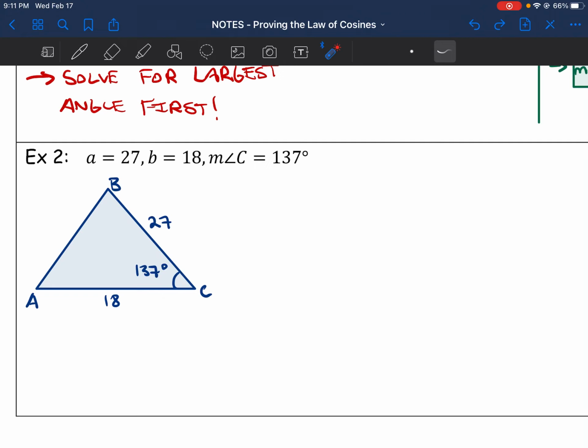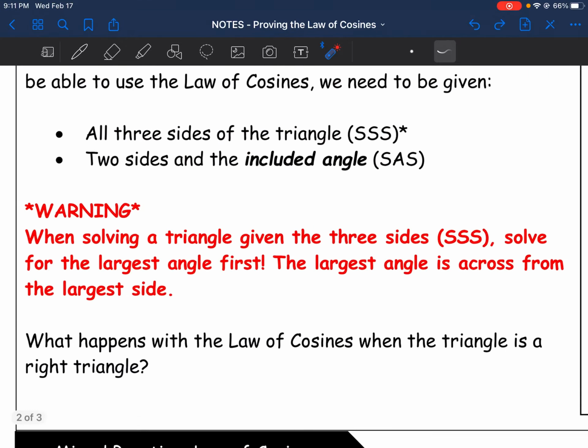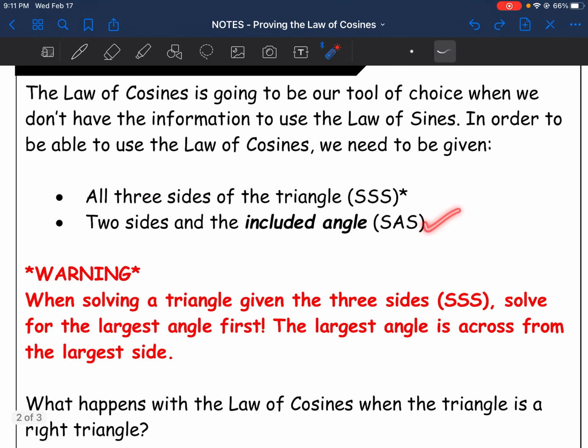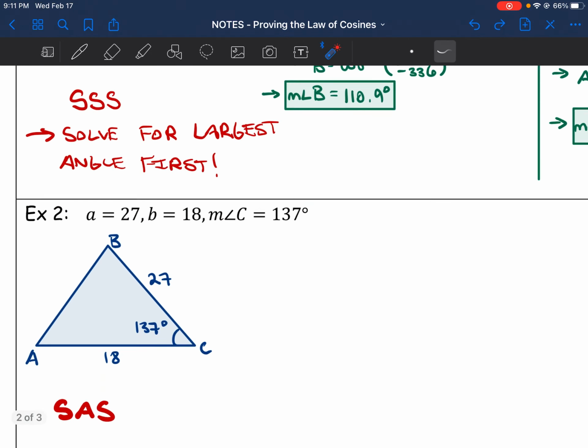First thing I'm going to do is create a triangle. Anytime I don't have an image or a picture, it's the first thing that I do. And let's see here. We have a side, angle, side. Very important that the angle given is an included angle. It's in the middle of those two sides. So we have a side angle side scenario, which is fair game for law of cosines.